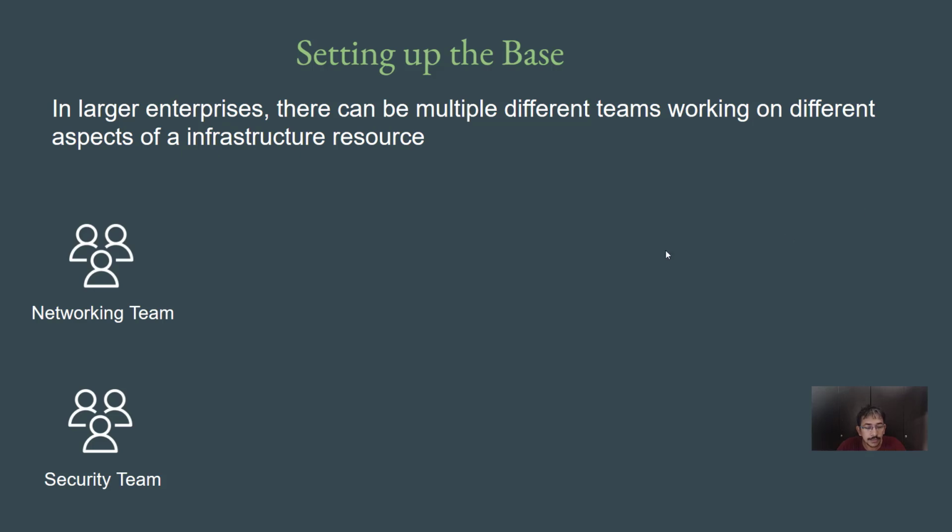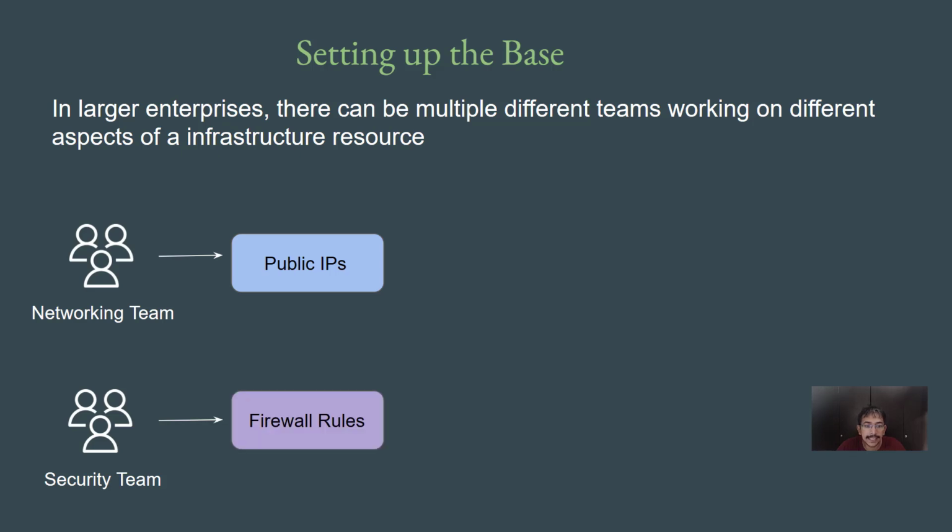For example, you might have a networking team and a security team. Let's assume that both of these teams are using Terraform to manage their respective infrastructure. The networking team is responsible for managing the public IP addresses used as part of the organization. The security team takes care of all of the firewall rules in the organization. So going back to the networking team, all of these teams are using Terraform to manage the infrastructure, so whatever public IP addresses get created will be created through Terraform.